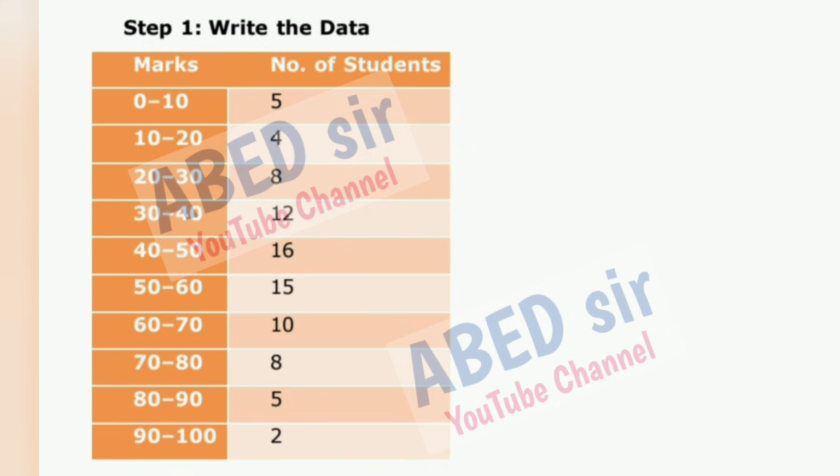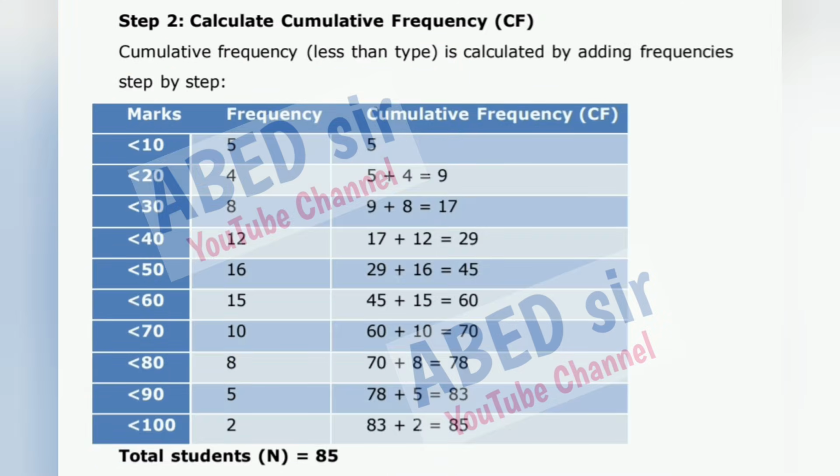Step 1. Write the data. Marks, number of students: 0 to 10, 5. 10 to 20, 4. 20 to 30, 8. 30 to 40, 12. 40 to 50, 16. 50 to 60, 15. 60 to 70, 10. 70 to 80, 8. 80 to 90, 5. 90 to 100, 2.